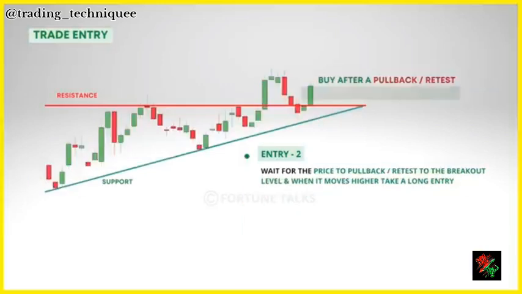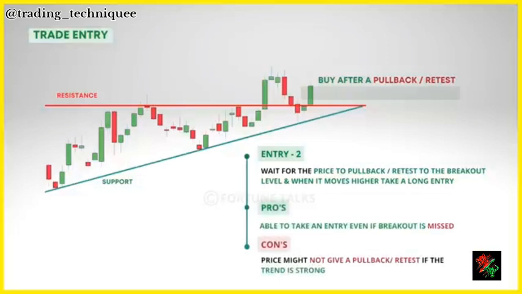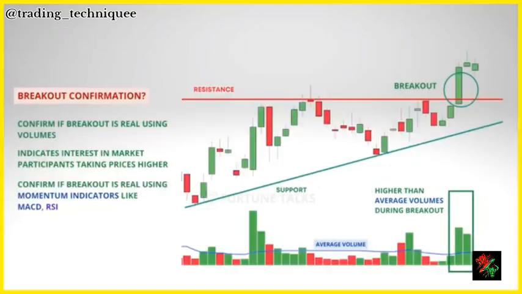So if you are an experienced trader, then you can even enter the market as the price pulls back or retests to the resistance line of the triangle pattern. Now, this can help you enter the trade even if you miss out on the breakout move, and it offers a better entry price than waiting for the close of the breakout candle. But the issue with this approach is that the market may not give a pullback or retest every time. So it is up to you to choose the entry type that you like based on whether you are a conservative or aggressive trader. Now make sure to validate the breakout with volumes and other momentum indicators to see if there is actually interest from market participants to take the prices higher.